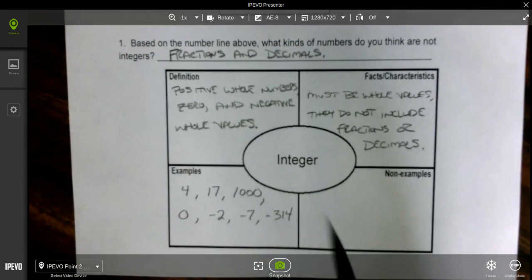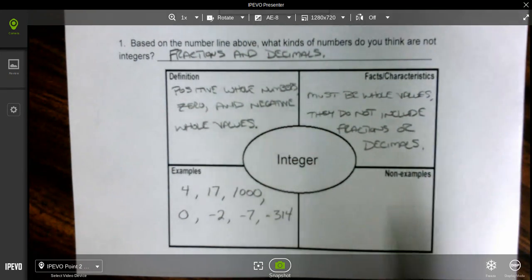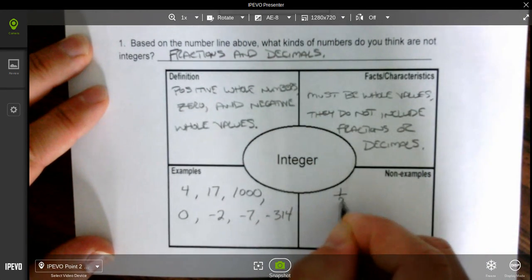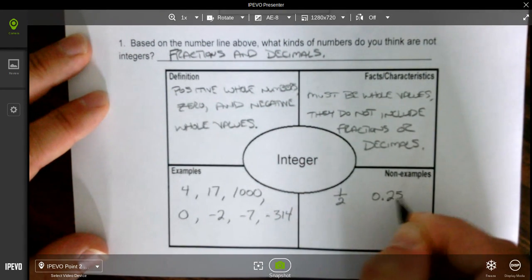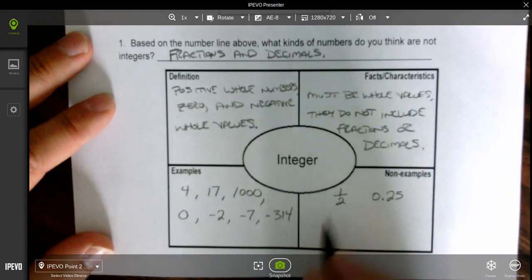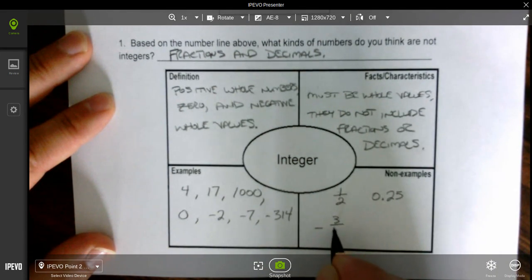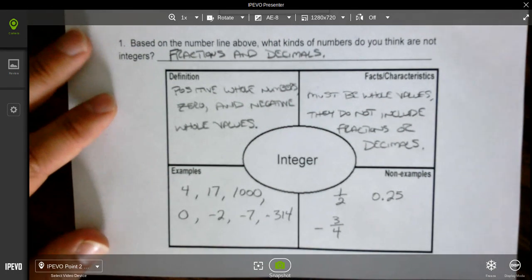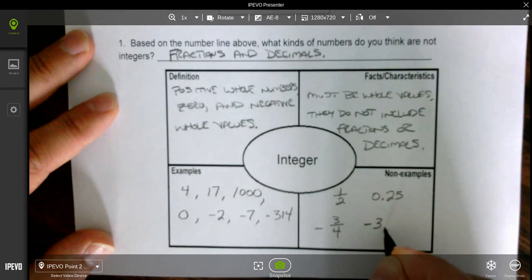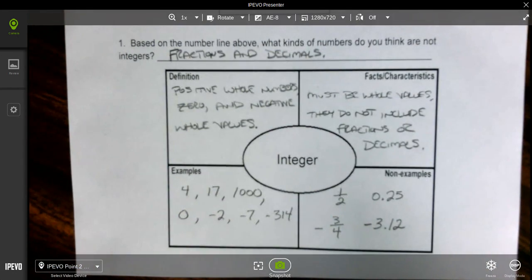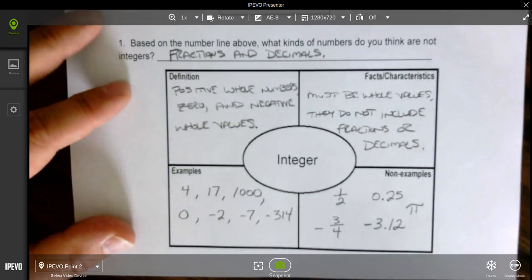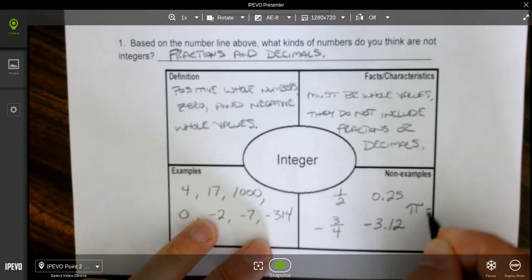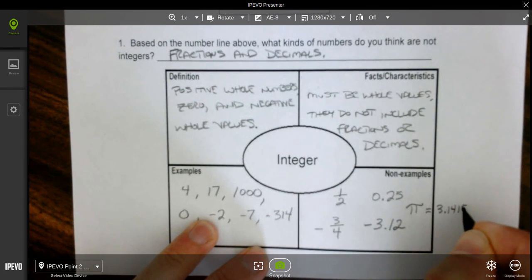Numbers that wouldn't be considered integers, again, integers don't include fractions or decimals. So we could have a fraction like 1/2, that's not an integer. We could have a decimal like 25 hundredths, that's not an integer. We could have negative fractions like -3/4. We could have negative decimals like -3 and 12 hundredths. We could even have a number that you may have heard of before, which is the number pi. And there's the symbol for pi right there. That's the number 3.141592665, etc.